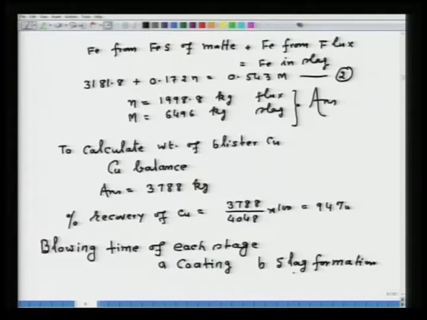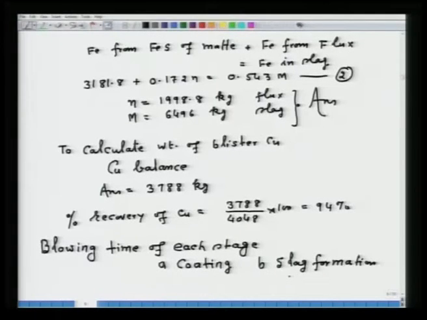Now, in the slag formation stage you have to consider oxidation of FeS to FeO as well as oxidation of Cu2S to CuO, because you see slag also contains copper oxide. So, in the slag formation stage you have to calculate the time required for complete oxidation of FeS to FeO as well as whatever amount of CuO is present, because Cu2S is also being oxidized. So, you can do those balances and ultimately you have to calculate how much oxygen is required, and from the oxygen you can calculate.